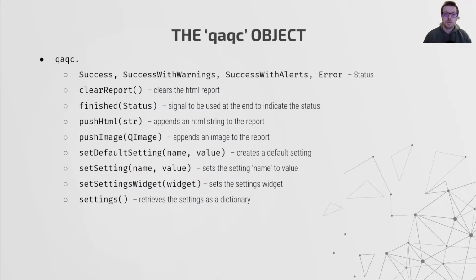I've listed here most of the QAQC functions you'll need to use. If we follow the QAQC dot with success, success with warnings, success with alerts, or error, that is known as a status and can be fed into the finished signal. Clear report will clear the HTML of the report. Push HTML and push image will append things to the HTML report. Note that the argument to push image is a QImage. We'll learn later how to convert a Matplotlib figure to a QImage for use in a report. Then we'll have a series of functions that deal with the settings. Their usage should become more clear as we go through our example later today.